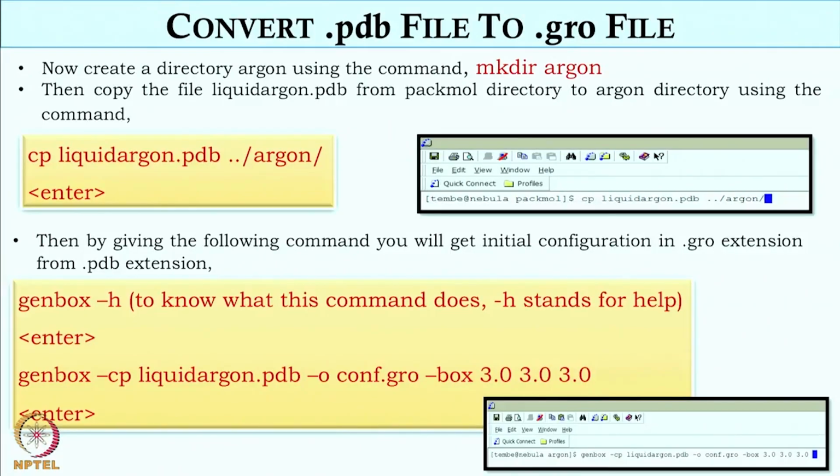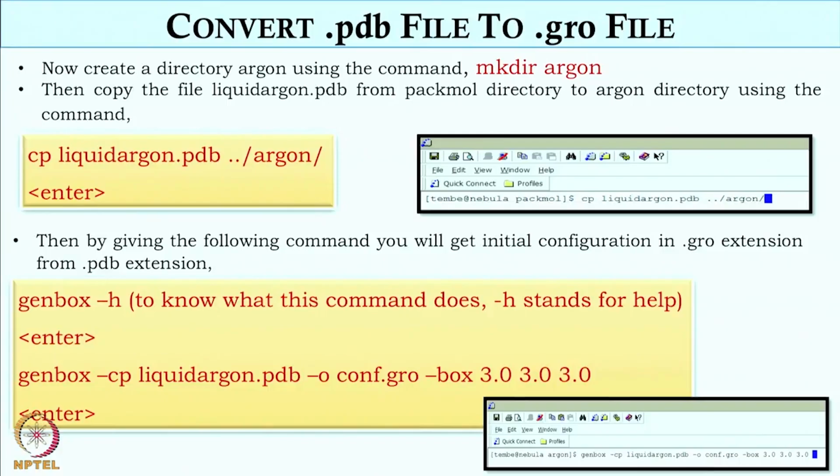Since in pacmol we have used 30 angstrom, here in Gromacs all the units of distance are in nanometer. The energy units will be in kilojoule per mole. So earlier we had 30, 30, 30. Now we have 3, 3, 3, that is in nanometer.